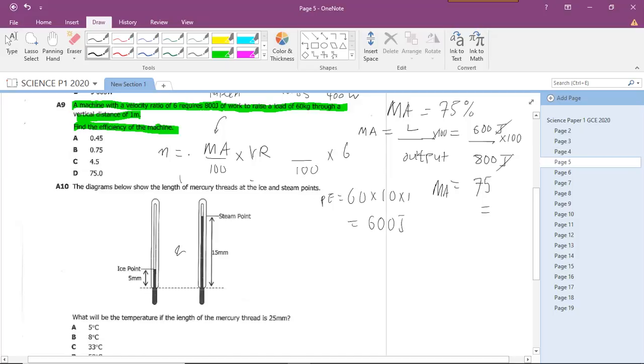So we just have to substitute in this formula, which says efficiency is mechanical advantage over 100 multiplied by velocity ratio. Our mechanical advantage is 75, so we say 75 divided by 100, which is 0.75, multiplied by 6. We're going to get our answer as 4.5, which is what we have here. Let me just quickly explain this once more because we made errors.